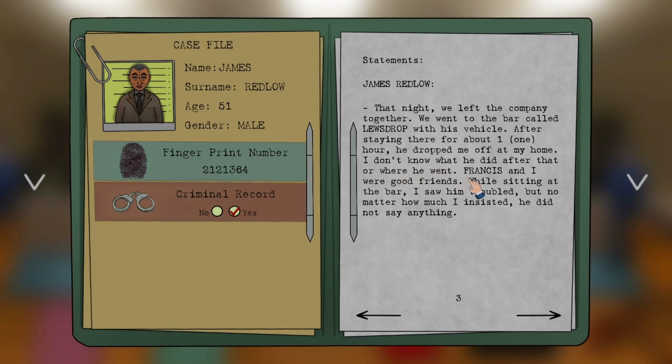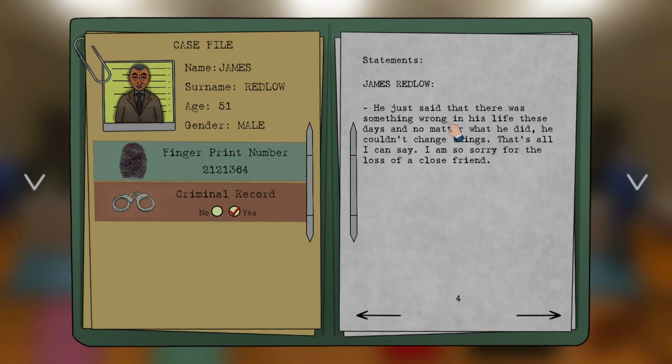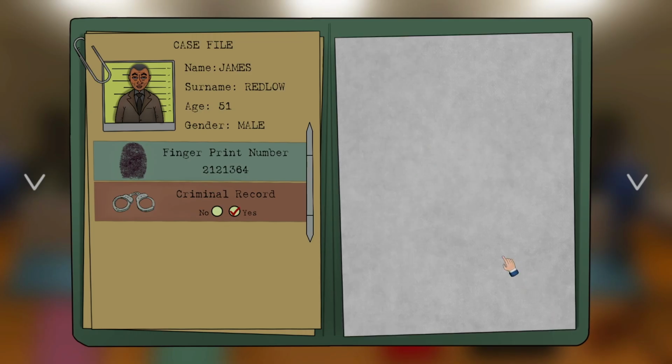Francis and I were good friends. While sitting at the bar, I was troubled, but no matter how much I insisted, he did not say anything. He just said that there was something wrong in his life these days, and no matter what he did, he couldn't change things. That's all I can say. I'm sorry for the loss of a close friend.